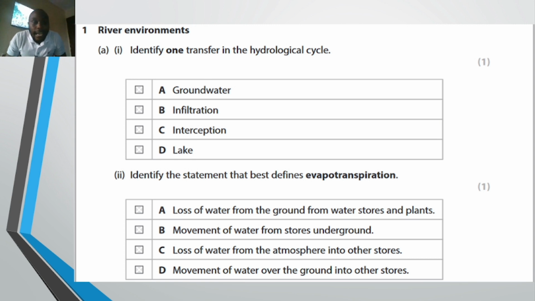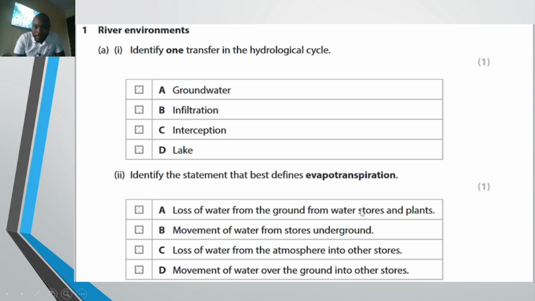Then we have to identify the statement that best defines evapotranspiration. I talked about evapotranspiration and transpiration. What's the difference? Transpiration is water being taken from the soil through the stem, then to the leaves, then into the atmosphere. What about evapotranspiration? This is where we have a combination. Now look at the choices. Loss of water from the ground, from water stores and plants.